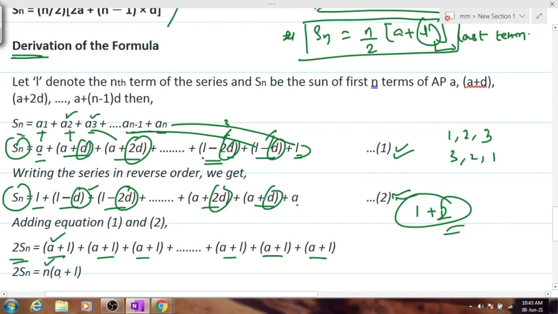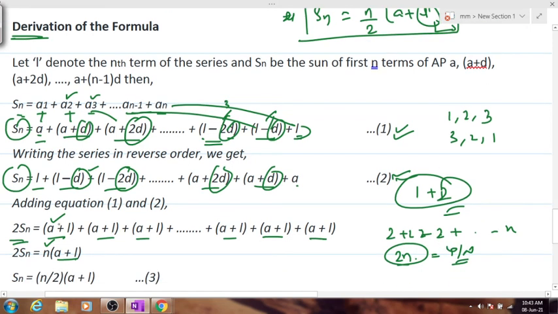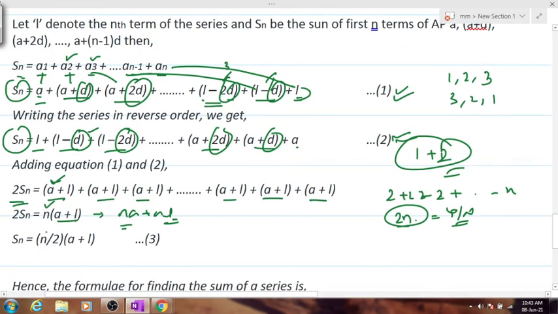So obviously a plus L occurs n times, so it will be n times (a plus L). If I write 2 plus 2 plus 2, n times, can I write it as 2n, yes or no? Similarly here, it will be written as n into (a plus L), basically na plus nL. You don't understand this? And the moment we get 2Sn, we get Sn equals n by 2 into (a plus L).